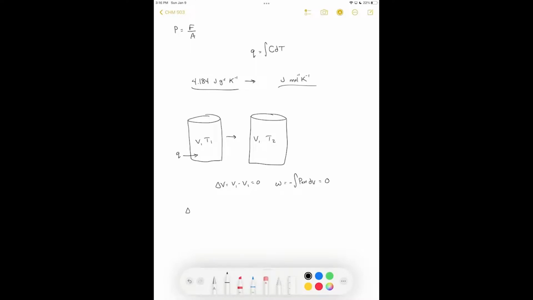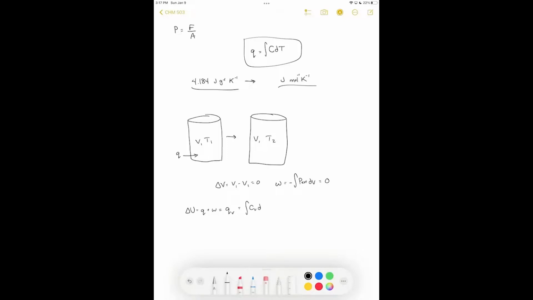My change in internal energy then is simply, well, it was heat plus work, but I know my work is 0. So it's simply my heat. And in this case, note that we have heat at constant volume, so I'll give this heat this subscript V here. Now, what is my heat at constant volume? Well, it's simply equal to the heat capacity times dT. And so we'll say that my heat at constant volume is equal to the integral of the constant volume heat capacity times dT.